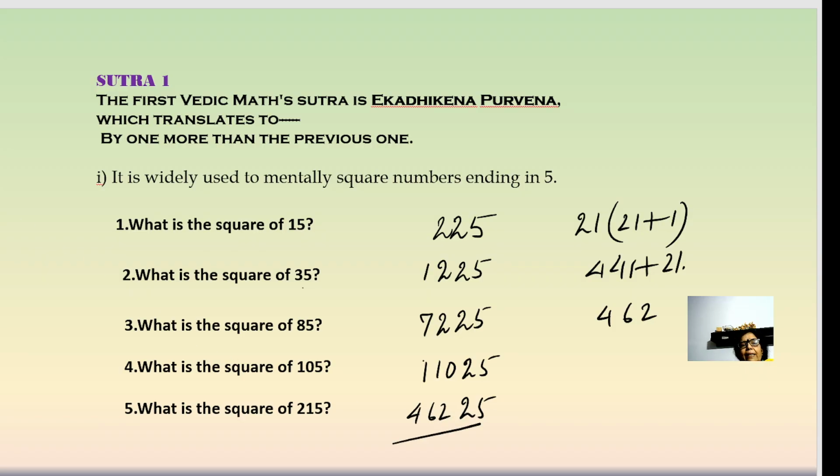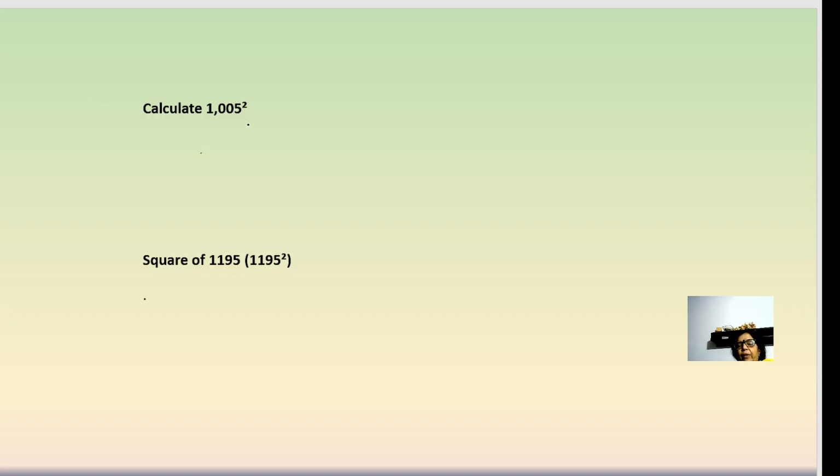Next question is slightly bigger. And this is: calculate 1005 whole square. So we'll write here 25.